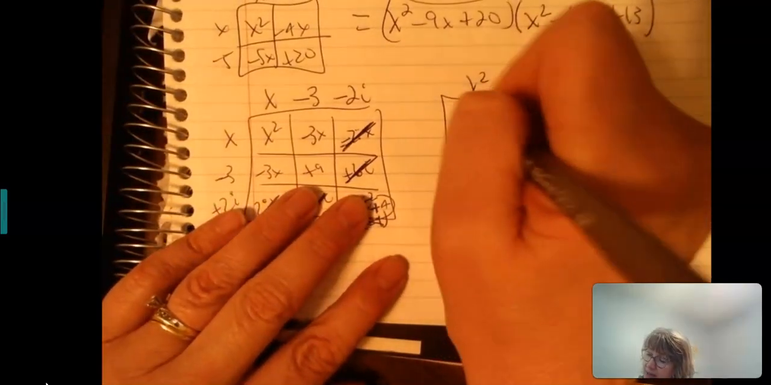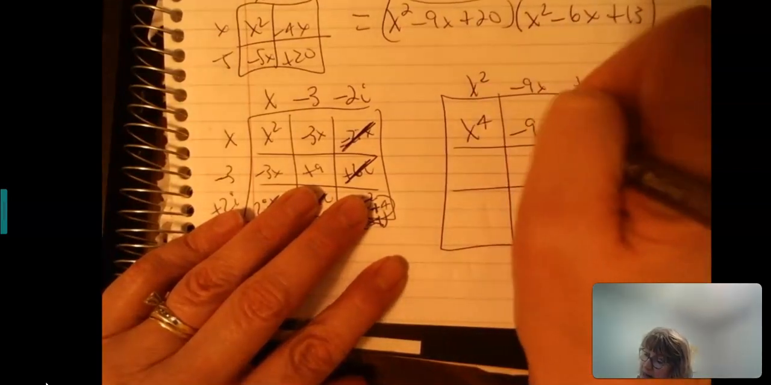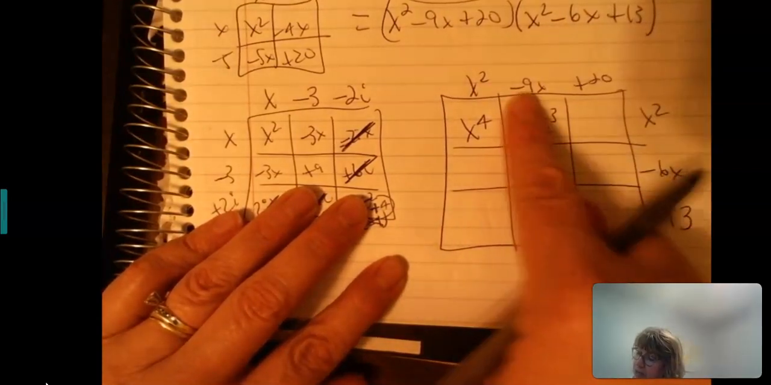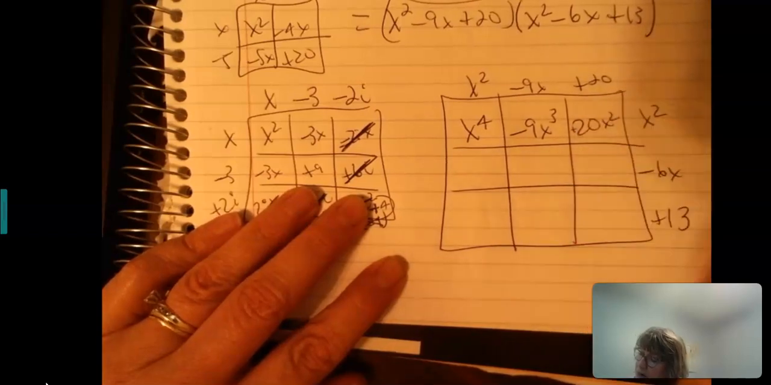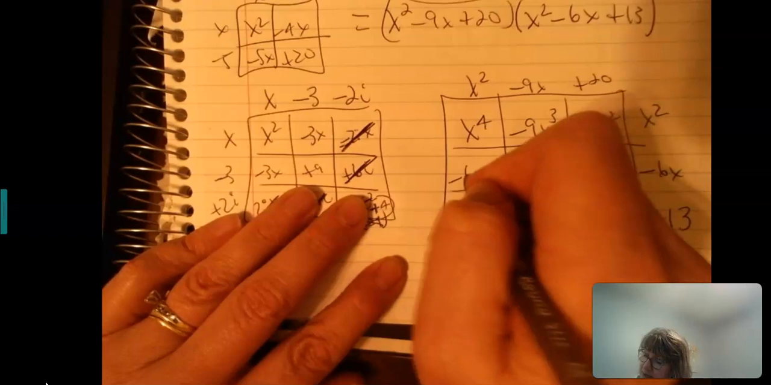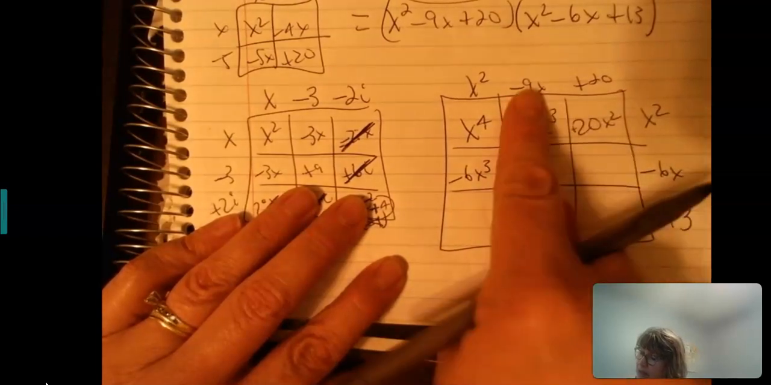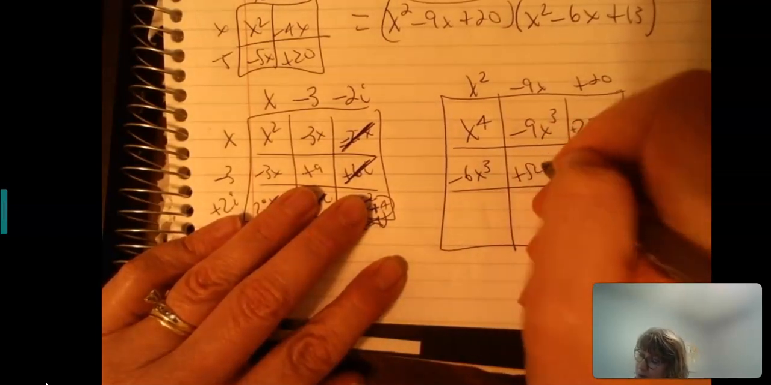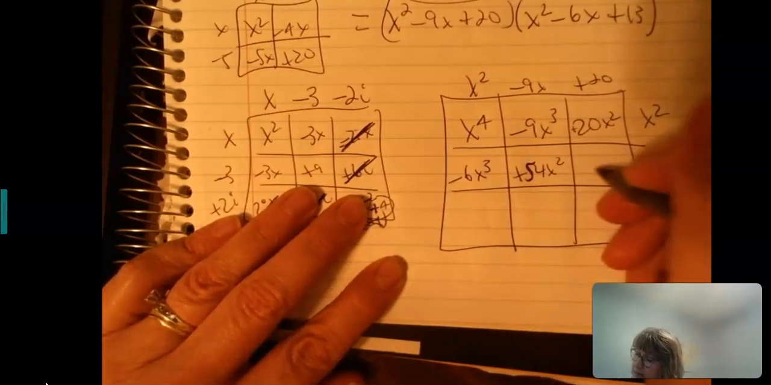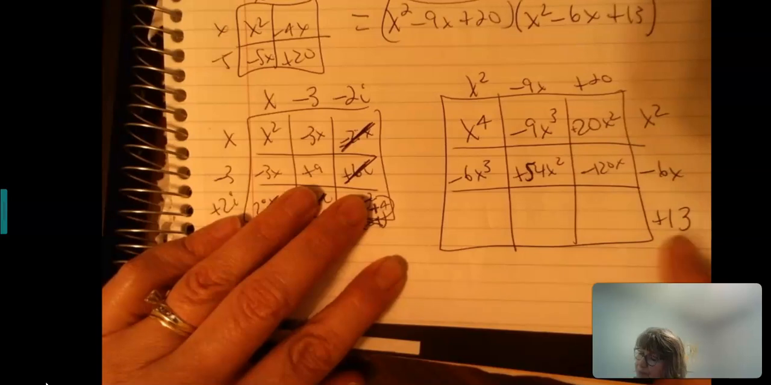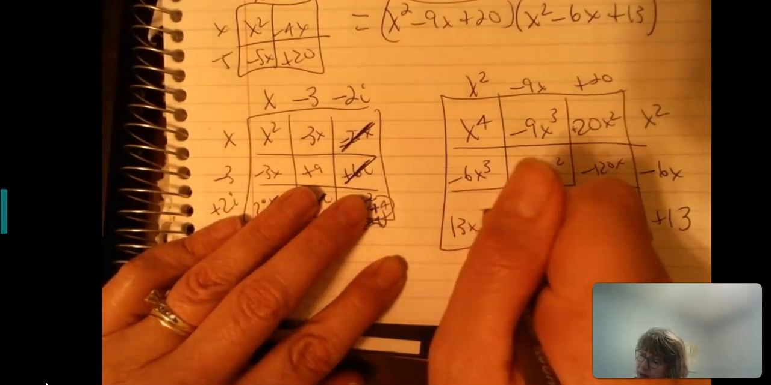All right, now I'm going to multiply. Okay, line everything up. x to the fourth, negative 9x cubed. Powers change when you multiply there. Positive 20x squared. Negative 6 would be negative 6x cubed. Positive 54x squared. Negative 120x, I hope. 13x squared. Oh my gosh, no one told me I was going to take 13. What is it? 13 times 9.